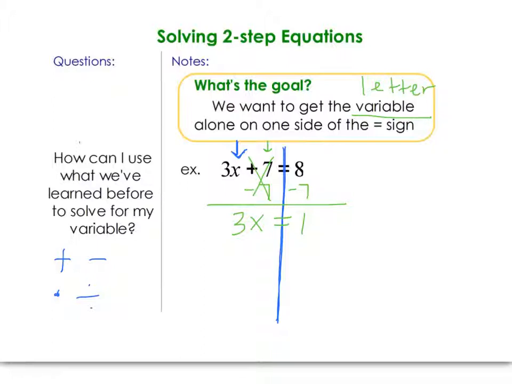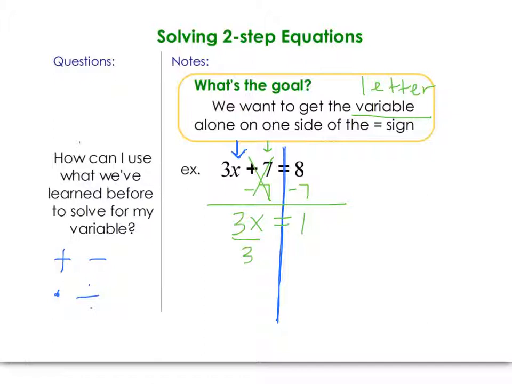Before, I did one step and I was done. Well, I'm not done. That 3 is still attached to my x. How can I undo the multiplication of 3 times x? How do I undo multiplication? Think about it. Write what you think you should do.